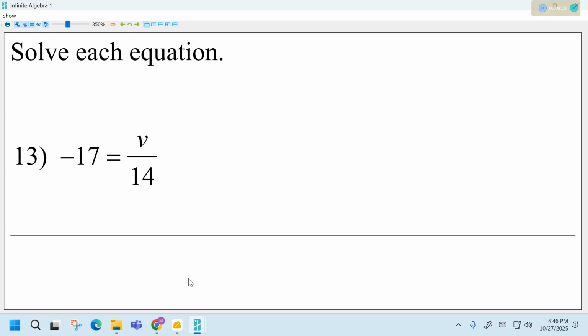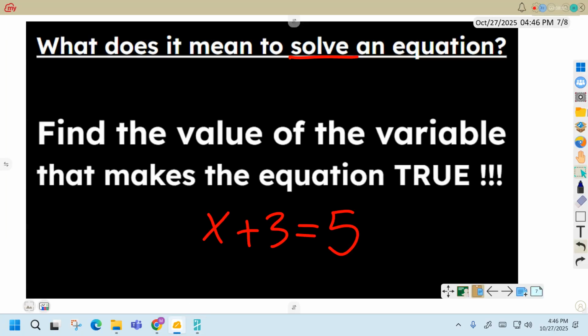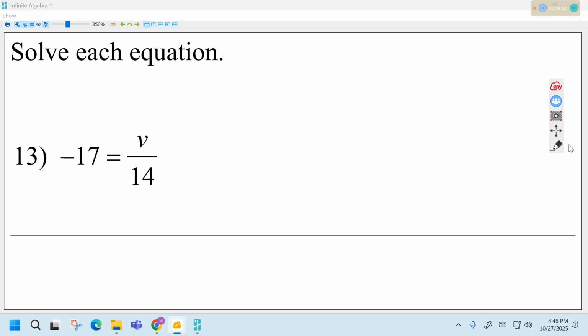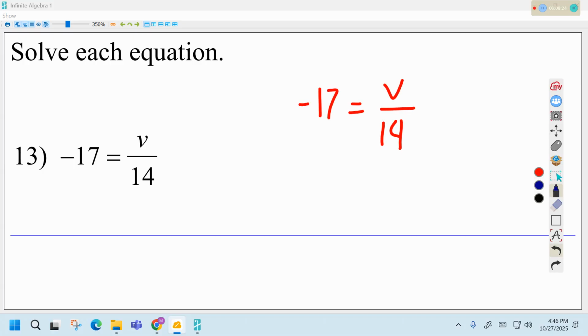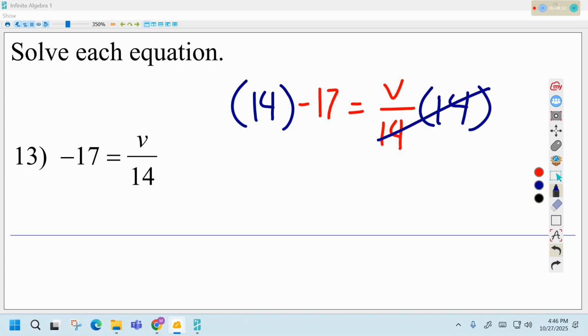Try to do this problem on your own. What's the first step? There's only one step. So the first step is also the last step. I'll rewrite the equation over here to get a little bit more room. And then I want you to realize that I'm just going to multiply both sides by 14. Use parentheses, and watch out because these 14s are going to cancel out and give v.